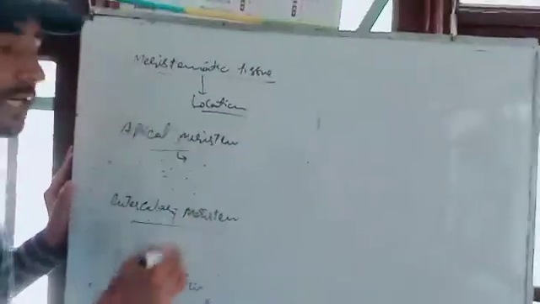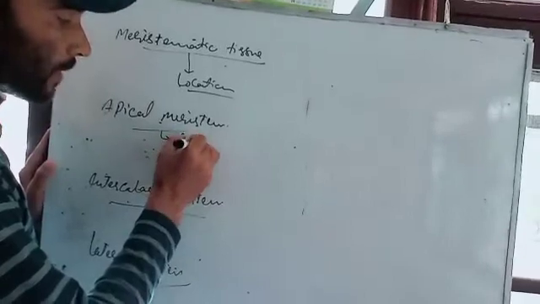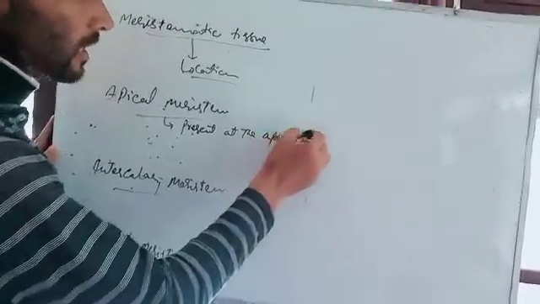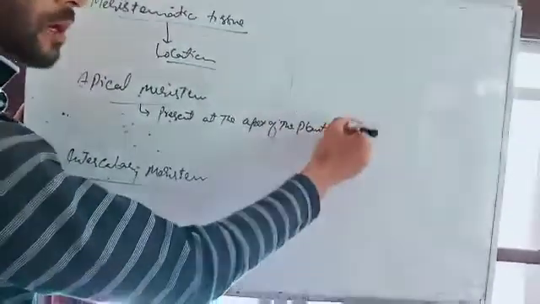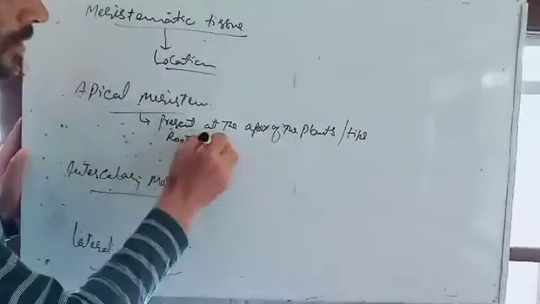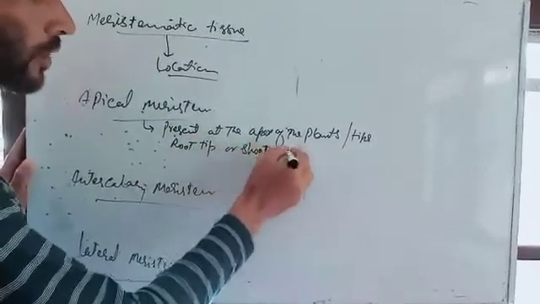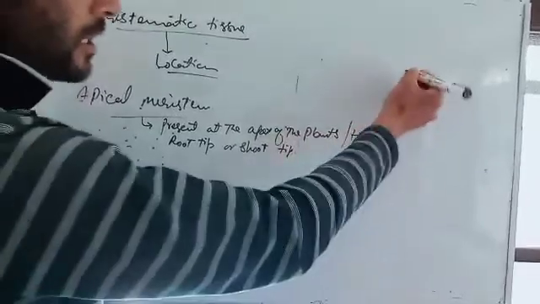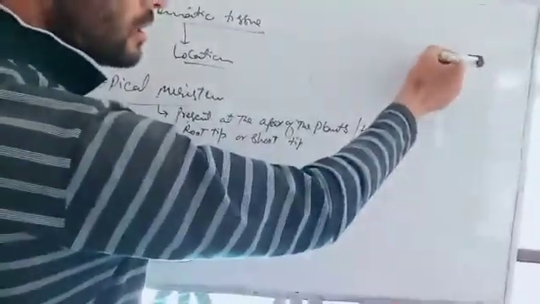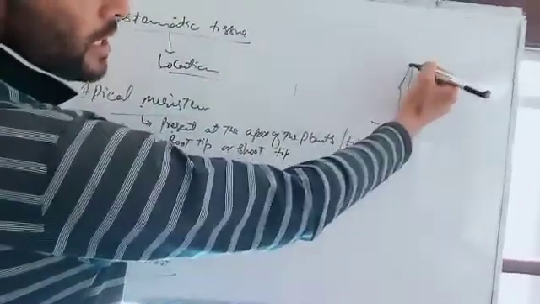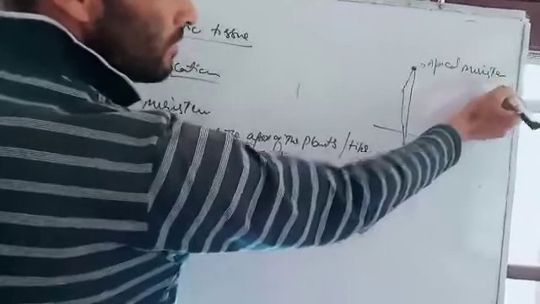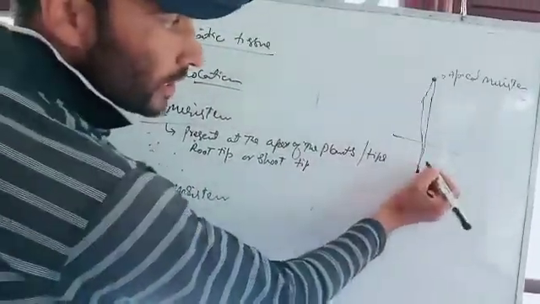Apical meristem. It is the meristematic tissue which is present at the apex of the plant, or you can say the tips of the plant. Either it may be root tip or shoot tip. If I draw here a plant having this root, it is the shoot tip. That means here it is apical meristem, and here it is the root.